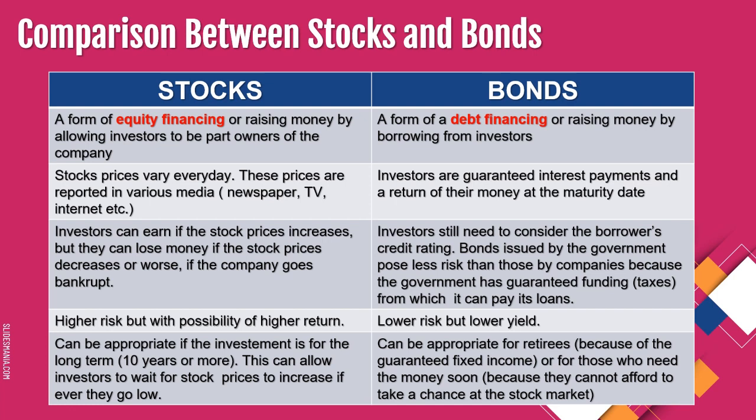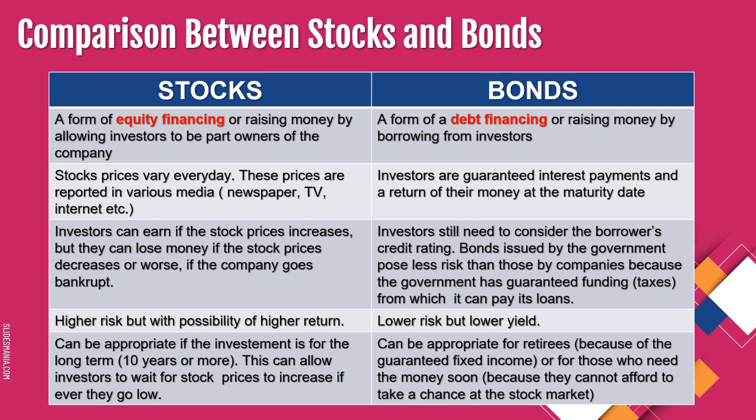Investors are guaranteed interest payments and a return of their money at the maturity date for bonds. For stocks, investors can earn if the stock prices increase, but they can lose money if the stock prices decrease or worse, if the company goes bankrupt. While for bonds, investors still need to consider the borrower's credit rating. Bonds issued by the government pose less risk than those by companies because the government has guaranteed funding or the taxes from which it can pay its loan.